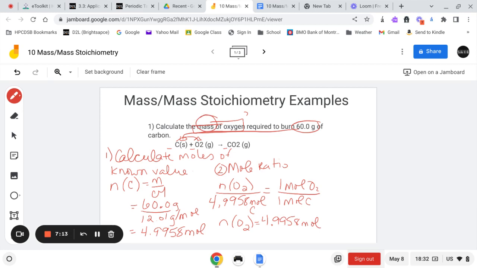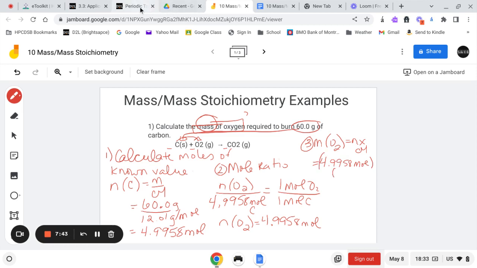And then the last thing that I need to do is I have to figure out the mass of oxygen. Okay, so yesterday we just would have been sort of stuck on step 2. Now today we can do step 3, which is calculating the mass of O2. We're going to do that by taking moles times the molar mass of oxygen. So I'm going to take 4.9958 mole, and then I'm going to multiply that by the molar mass of oxygen.